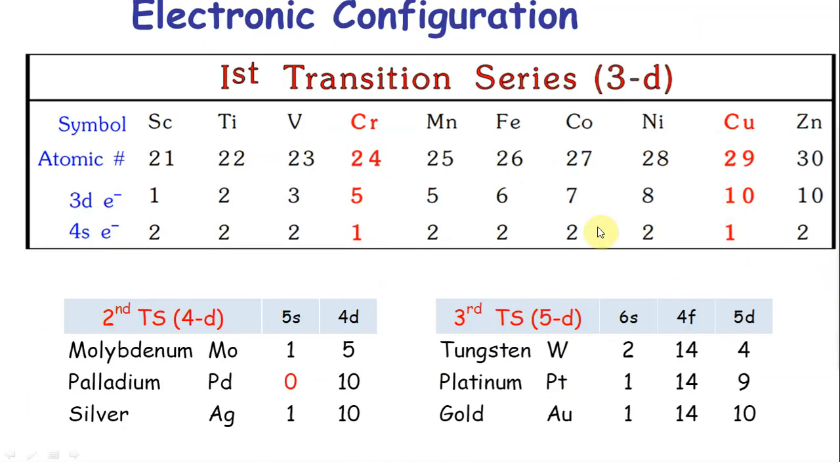Okay. This is the electronic configuration of the 3d orbital that I have given. I have colored the ones that are important for you to know. Chromium is an exception. Instead of going from 3d3 4s2 to 4s2 3d4, it goes to 4s1 3d5. One electron is actually left here.